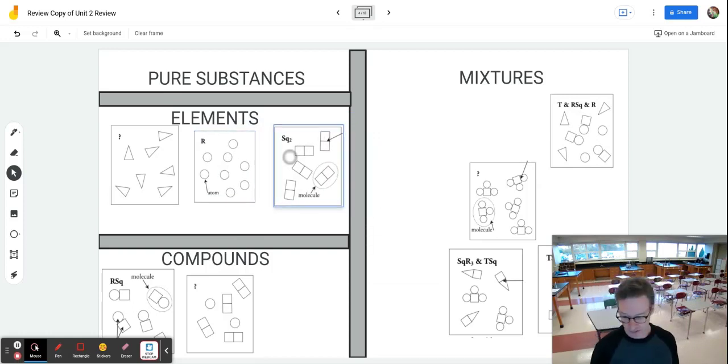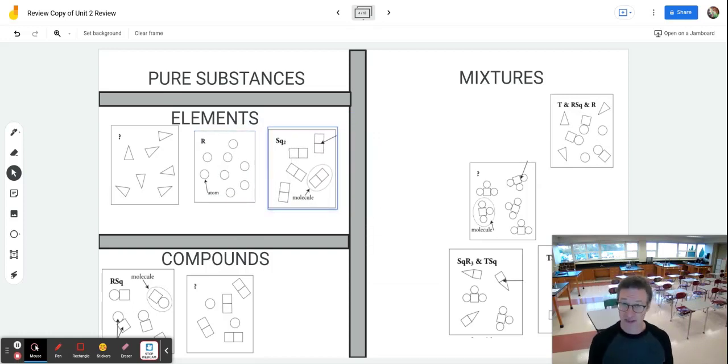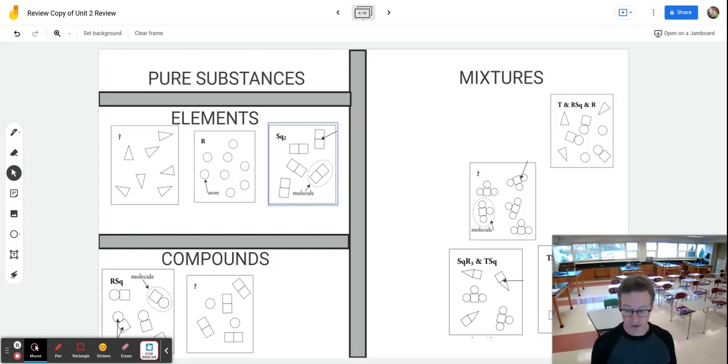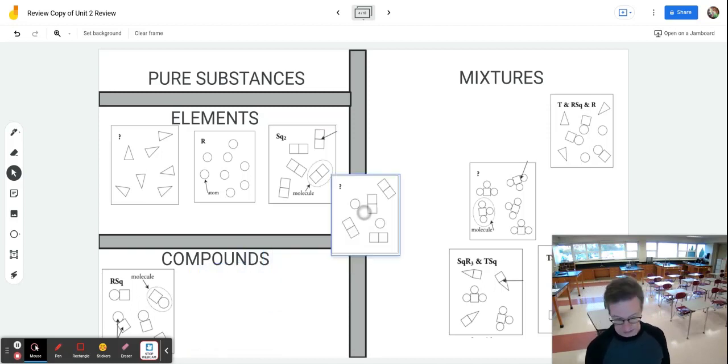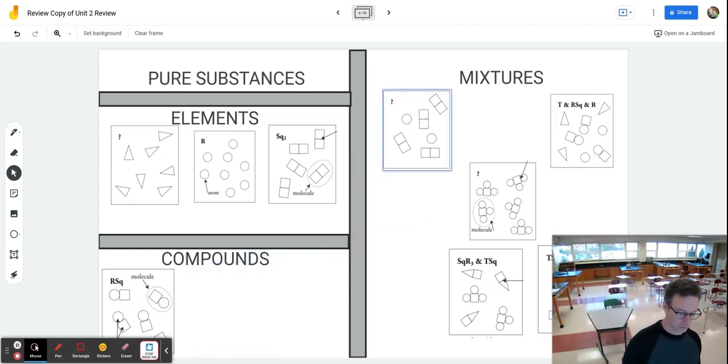Here's an example of an element. This is an example of an element that's made of molecules. So you can have molecules that are elements and molecules that are compounds. The key is these are molecules, but the molecules themselves are all made of the same type of atom. So there's no atoms in there other than the squares. That makes it an element. Here's molecules of squares and molecules of round. So those go into the mixture.